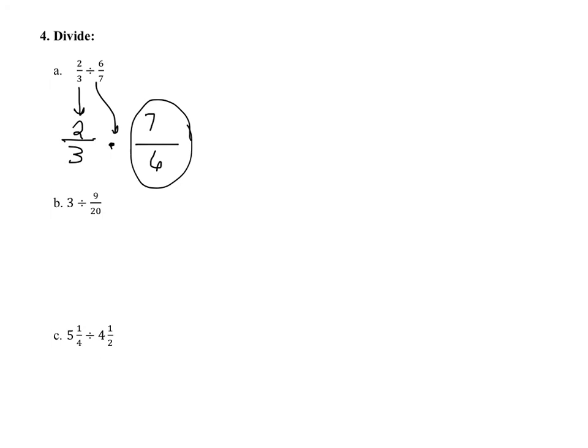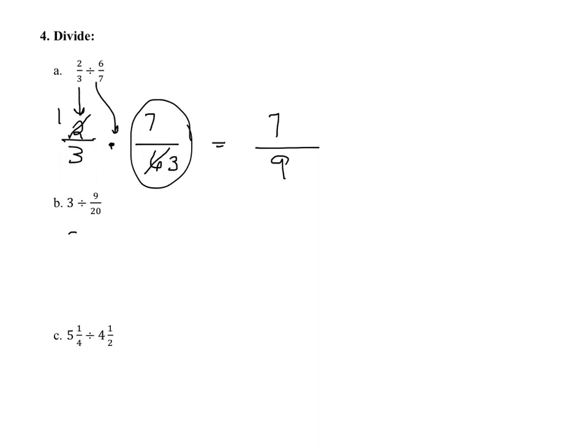Now we're going to look to see if we can cancel anything out. Yay! 2 goes into 2 once, 2 goes into 6 3 times. That avoids any simplification in the end. You may still have to simplify if you miss a common factor, but that's okay. 1 times 7 is 7. 3 times 3 is 9. I'm done. It's a nice proper fraction, so I'm finished.